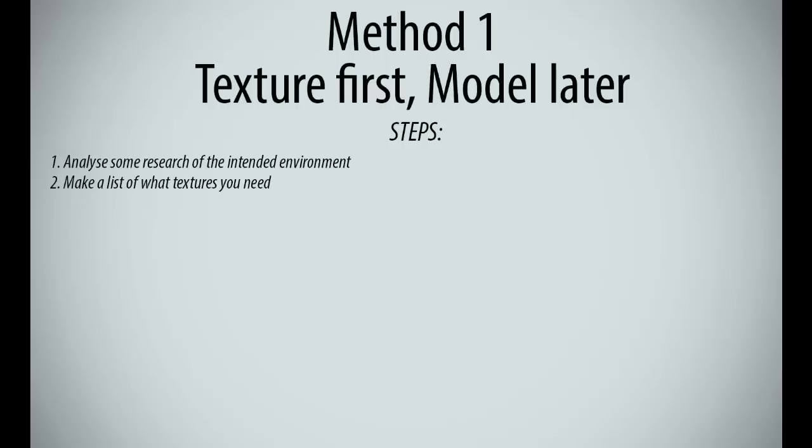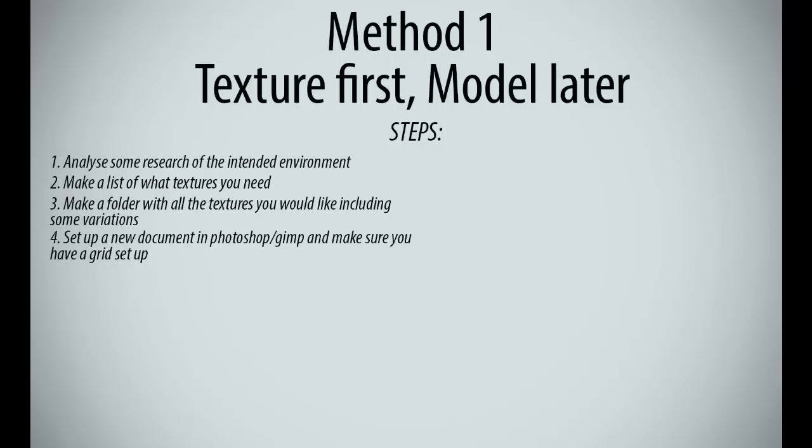So let's talk about different ways of actually going ahead and creating our modular environments. Now the first method is to texture first, model later. There's a few steps involved. We start out by analysing some research of the intended environment, just like we have just done. We then make a list of what textures we need. Then we grab all the textures we would like to include, perhaps some in variations, and put them in a folder.